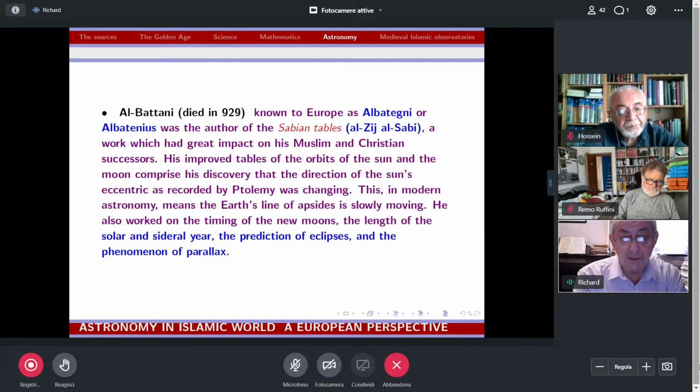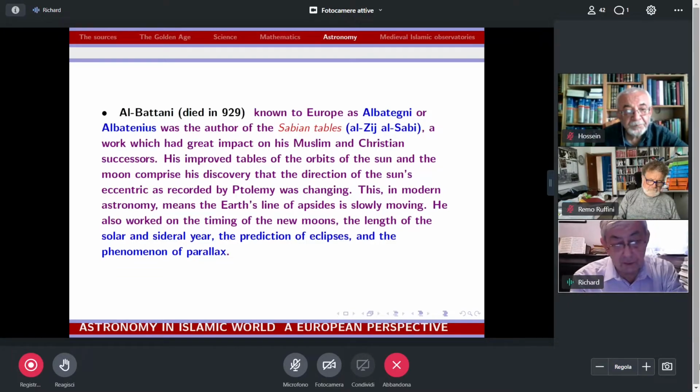Now, Al-Battani, known in Europe as Albatenius, was the author of the Sabian tables. It's called Al-Zij al-Saba, a work which had great impact on his Muslim and Christian successors. His improved tables of the orbits of the sun and moon comprise his discovery that the direction of the sun's eccentric, as recorded by Ptolemy, was changing. This in modern astronomy means the Earth's line of apsides is slowly moving.